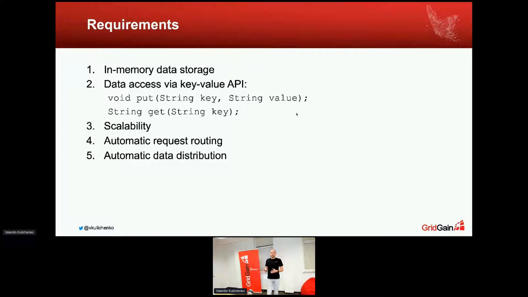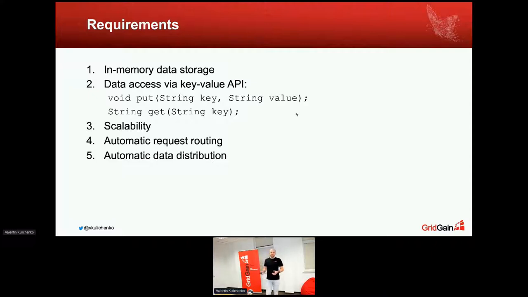The second requirement is the API. Any database, of course, has to have certain APIs so that users of the database can interact with it. I'm going to have a very simple key-value API with just two methods. It will allow you to put a key-value pair into the database, and to read it back, providing the key and getting the value back. It will also work with only string-based data, so keys and values are strings. Again, just for simplification, not to go into all those complicated details of data serialization and deserialization.